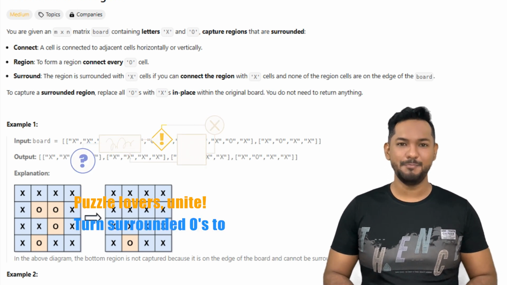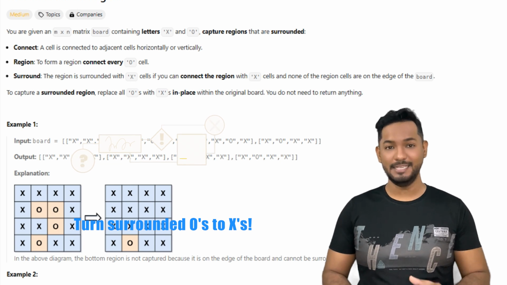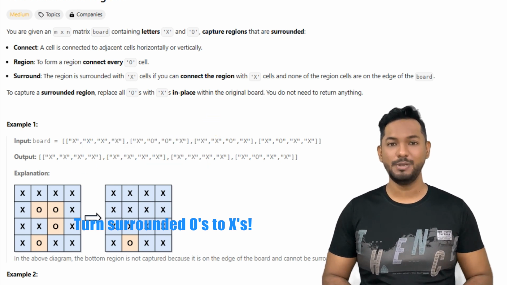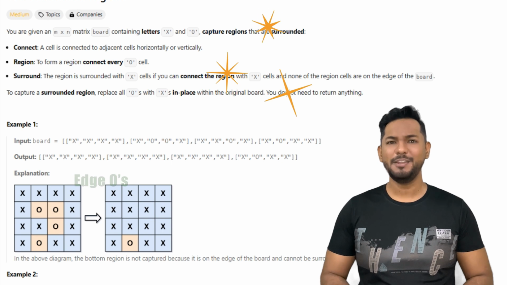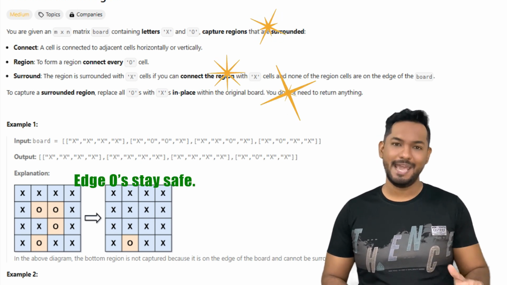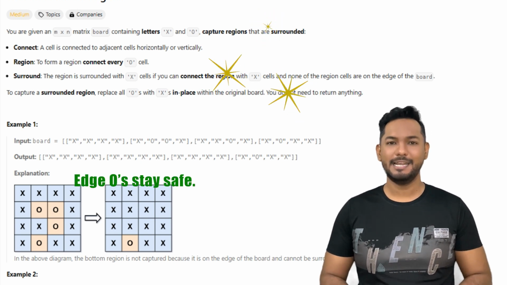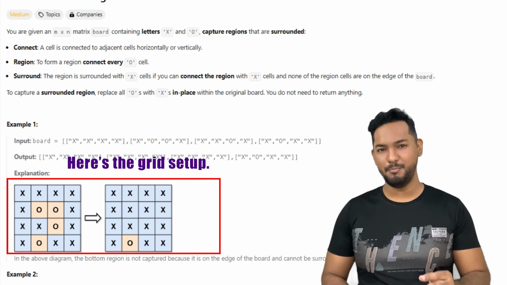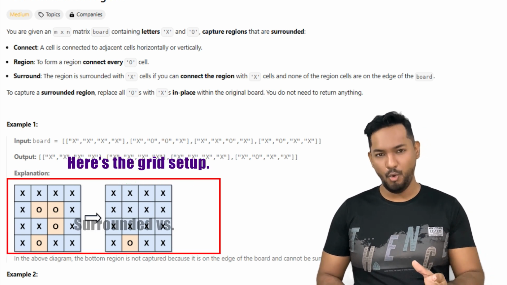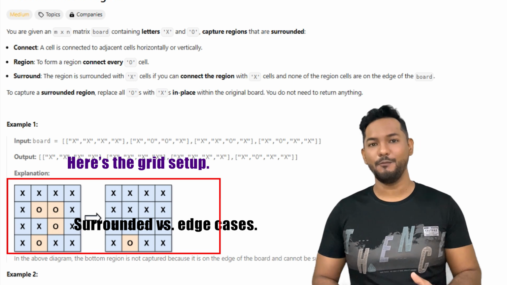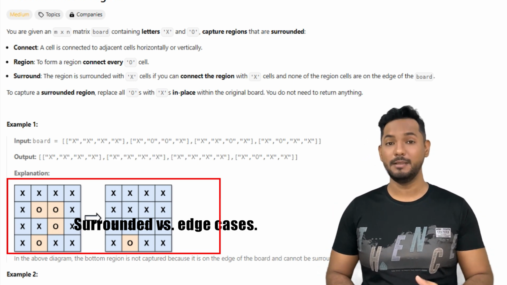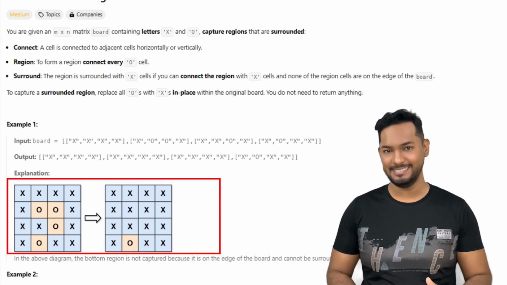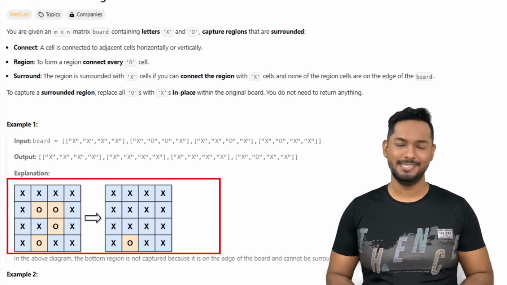The goal here is simple. We want to transform any O region surrounded by X into X. But if an O is connected to the edge, we leave it untouched. Take a look at this example. Here's our input board. Notice that the O's in the top right region are fully surrounded by X, while the bottom O stays as is since it's connected to the edge.